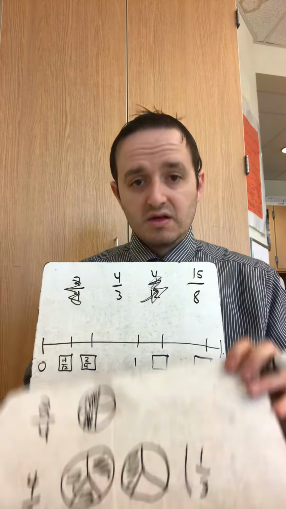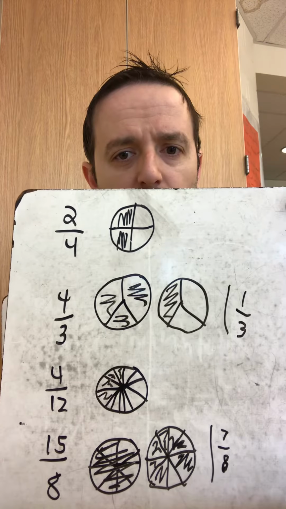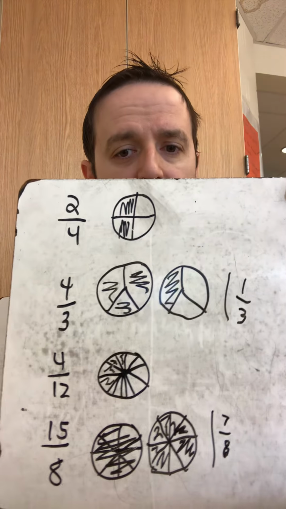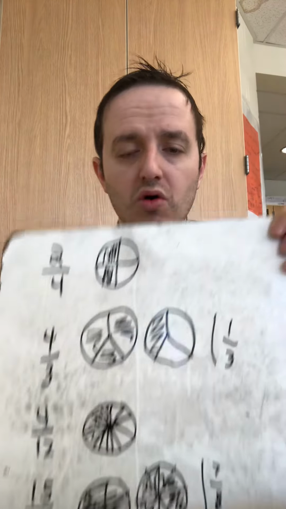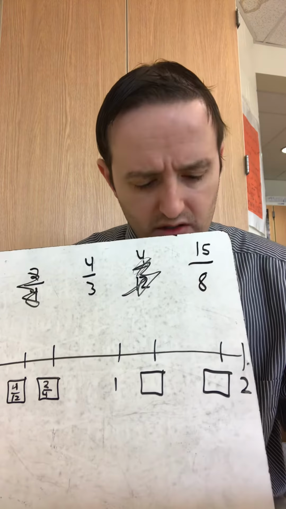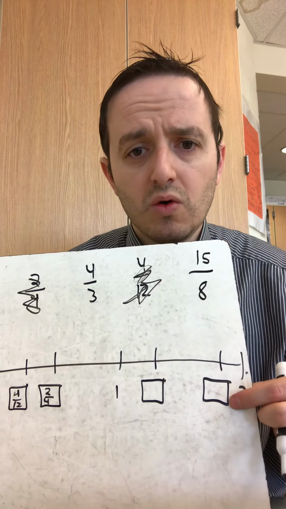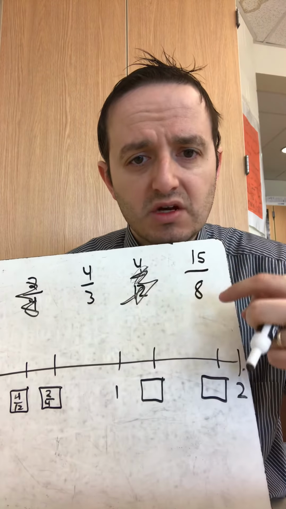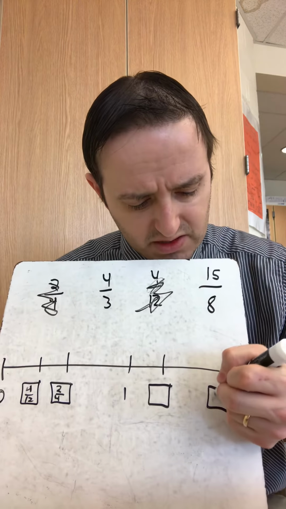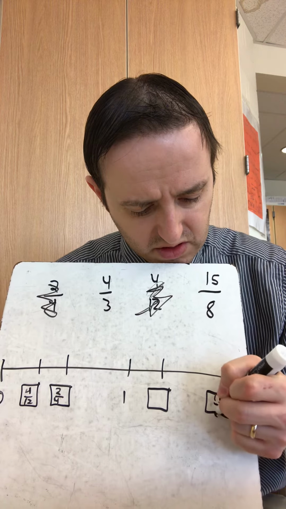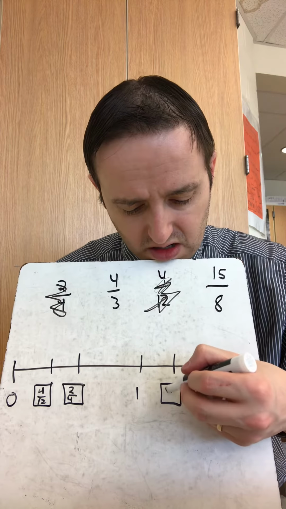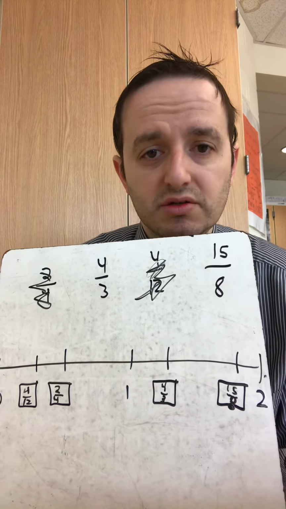So let's take a look here. It looks like 4/3 is closer to 1 whole, because you still have 2 pieces not shaded, whereas 15/8 is almost 2 wholes. If we use that as our springboard, this box here is really close to 2 wholes. So which one of our fractions was closest to 2 wholes? Well, 15/8. 15/8 is only 1 piece away from 2 wholes. So I'm going to put that here. And then we're left with 4/3 here, which we just said looks like it's closer to 1 whole.